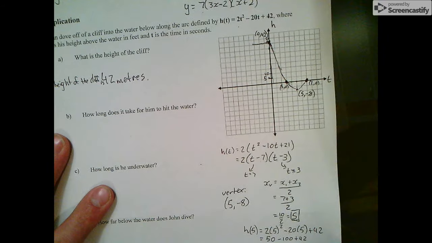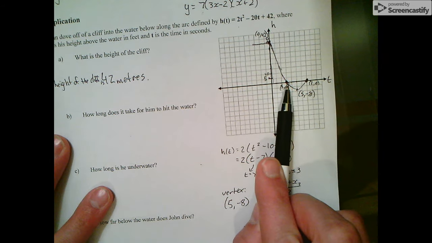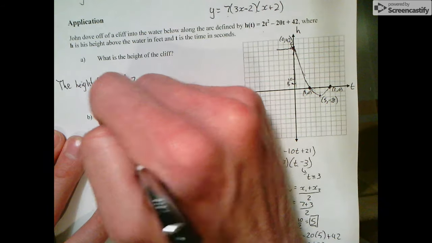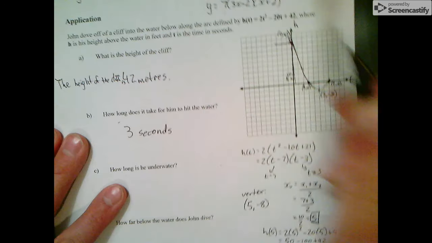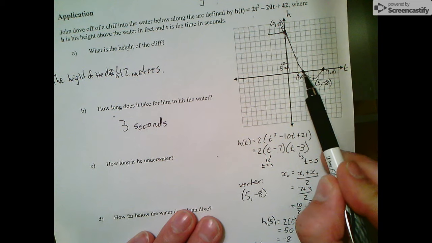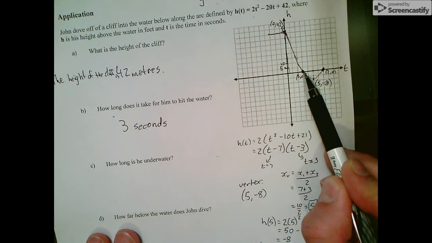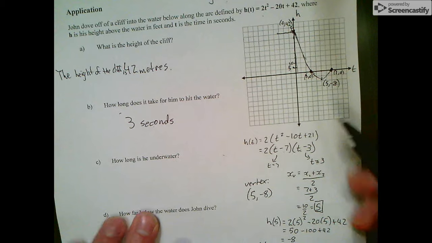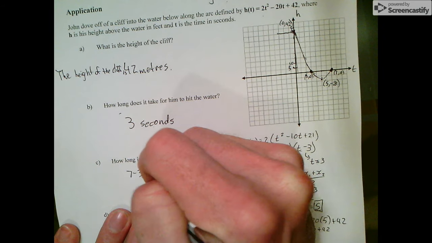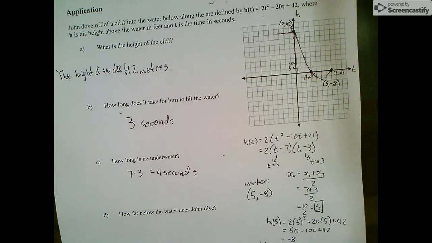How long does it take for him to hit the water? What's the time from when he jumped at 0 to when he hit the water at 3, his first intercept? So 3 seconds. How long is he underwater? Remember, this time is like someone hit a stopwatch, right? So it's from when the time reads 3 seconds to when the time reads 7 seconds that he's underwater. So it's their difference: 7 minus 3 is 4 seconds is how long he's underwater.